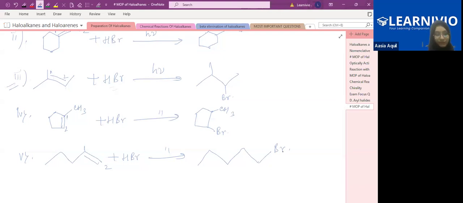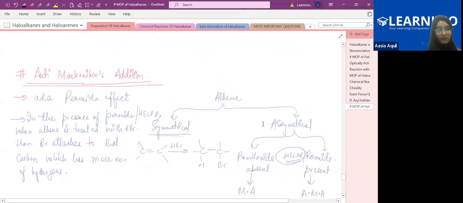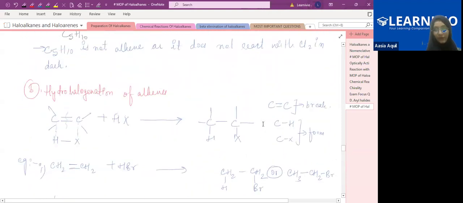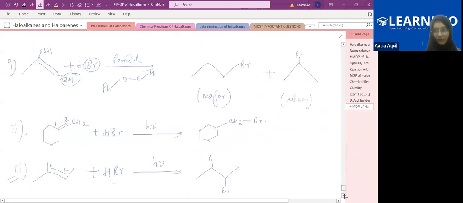So this concept is clear to everyone? Yes, ma'am. Okay, so the next reaction is the halogen exchange method. So this was anti-Markovnikov. Next one is your halogen exchange method.